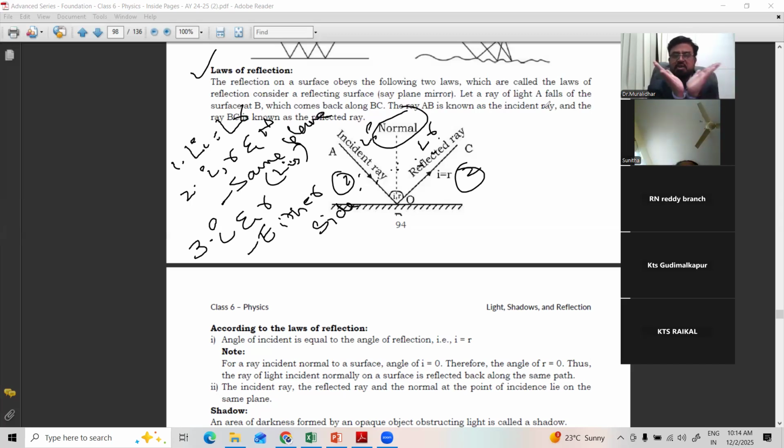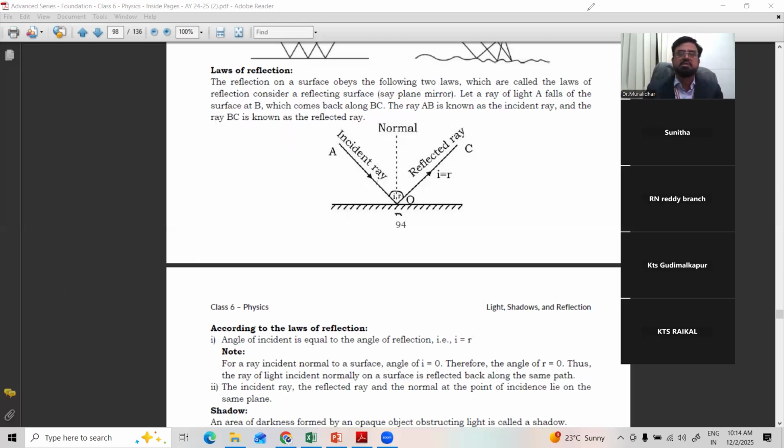The incident ray and reflected ray are on either side of the normal. This is a clear observation you can make from this diagram also. You can clearly see the incident ray, the reflected ray, and the normal in the middle. So this angle is always the same.